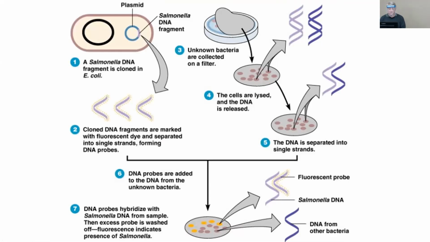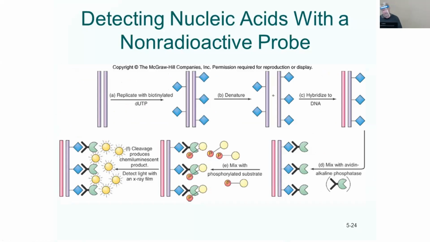So here's our salmonella DNA fragment cloned in. This is showing you how you get those cloned DNA probes. So here a salmonella DNA is cloned in E. coli. So this is an E. coli rod. Salmonella DNA is added. And then the cloned DNA fragments are marked with fluorescent label. So here we have our unknown bacteria. It's filtered. The cells are lysed. The DNA is released. We mix those two together. The fluorescent probe binds to the salmonella if it's there and then lights it up for detection. Another way of showing it. This is detecting nucleic acid with a non-radioactive probe.